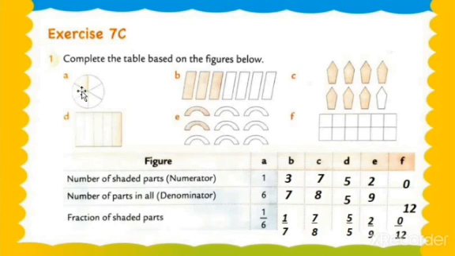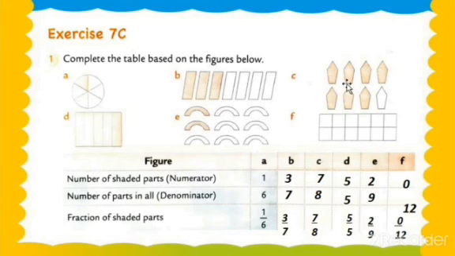Let's check example number A. It is a circle with 6 parts, so we write 6 in the denominator, and only 1 part is shaded, so we write 1 in the numerator. 1 upon 6 is the fraction. Now B: 1, 2, 3, 4, 5, 6, 7. There are a total of 7 parts, so the denominator is 7. How many parts are shaded yellow? 1, 2, 3. There are 3 parts. So how do we write the fraction? 3 upon 7.